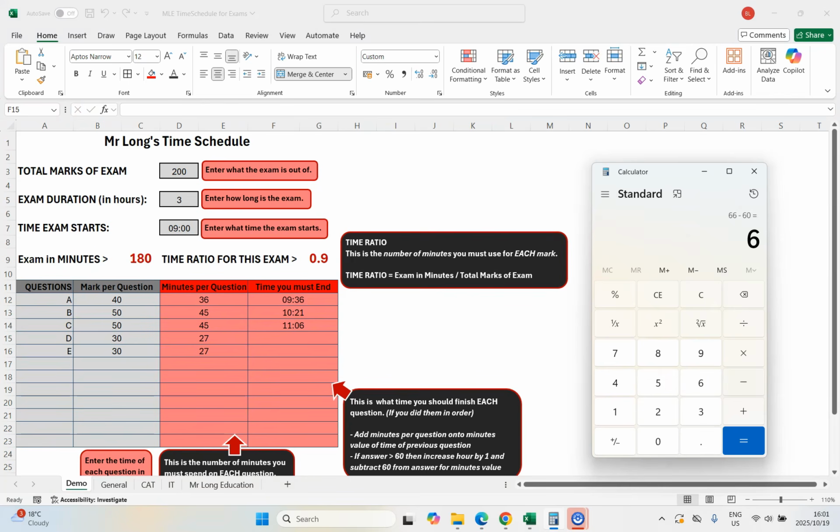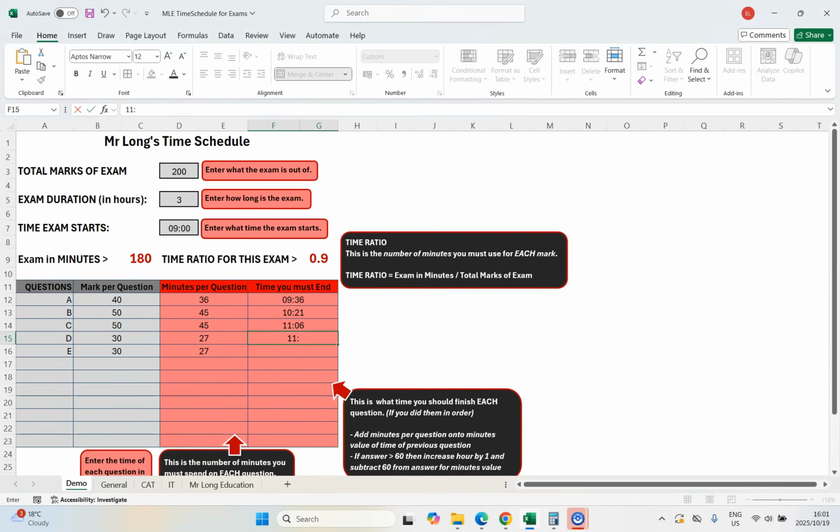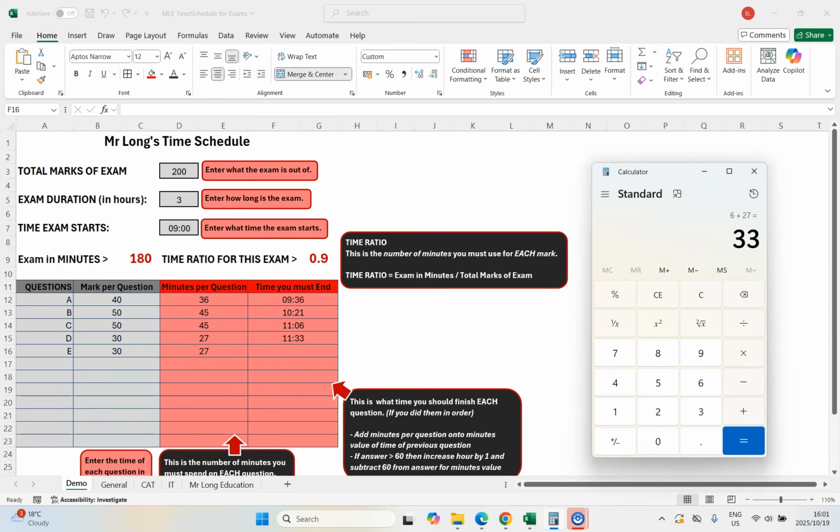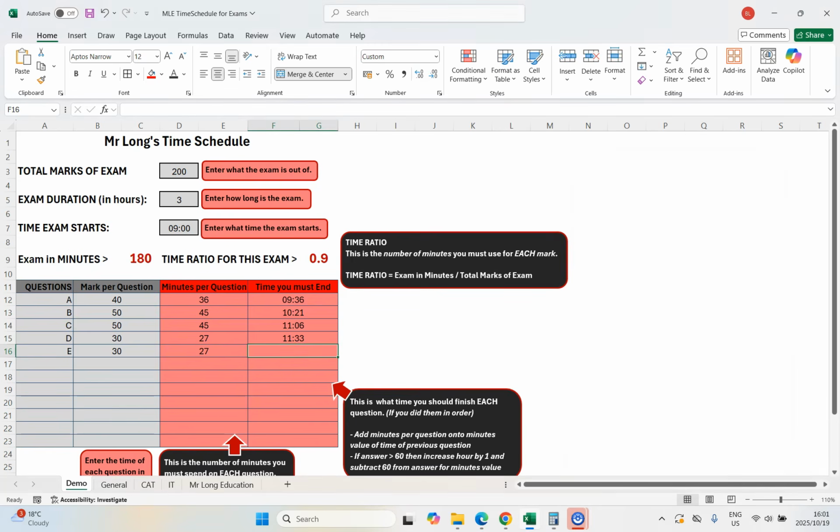The next question is 27 minutes. So I'm going to take 6 plus 27. That's not above 60, so I can leave the hours the same. So that's going to be 11:33. And the last question should technically always be when the exam ends. And this is a 3-hour paper. So the last question, if I add 27 onto that, you're going to get 12 o'clock. So that's my time schedule.